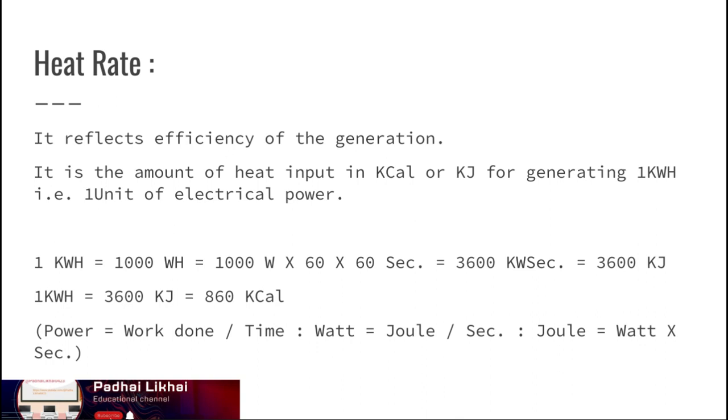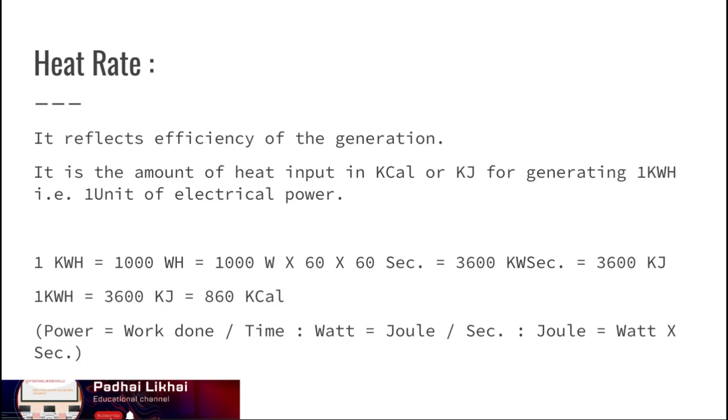It is the amount of heat input in kilocalorie or kilojoule for generating 1 kilowatt hour, that is 1 unit of electrical power. So how much amount of heat energy are you actually using to generate 1 unit of electricity? That is the heat rate. How much amount of heat you are using to generate 1 unit of electricity, that is the heat rate.